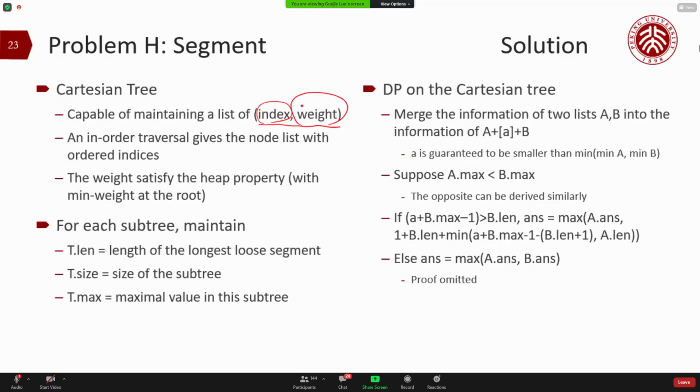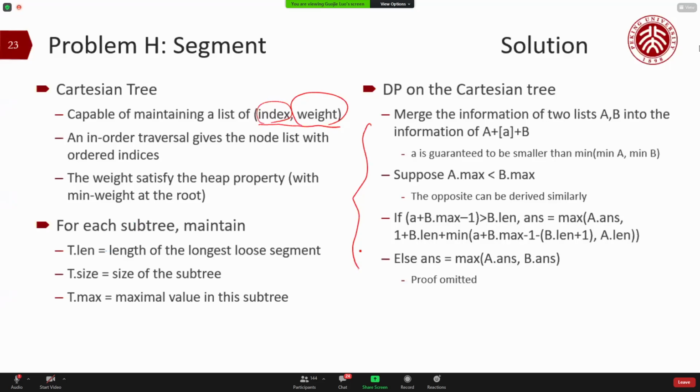So given that this data structure is capable of maintaining these two quantities, we can construct a Cartesian tree to solve our problem. For each subtree, we maintain three quantities. One is the length of the longest loose segment, that's what we want to compute, and the size of the subtree, and also the maximum value in this subtree. And the basic idea to implement the queries efficiently is to perform dynamic programming on this tree. And in the following is a sketch of this algorithm.